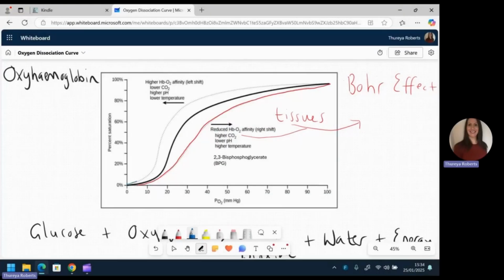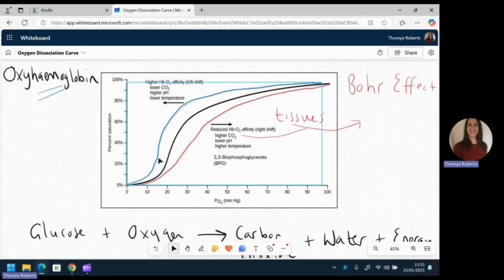Let's just draw this left shift in here over the dotted line so you can see it more clearly. There we go. And then up at the top here, at very high partial pressure of oxygen levels, haemoglobin becomes fully saturated with oxygen, reaching 100% saturation, where it is completely loaded with oxygen molecules, again forming this oxyhemoglobin.